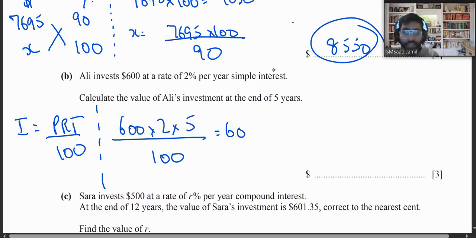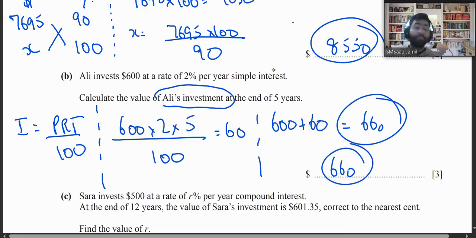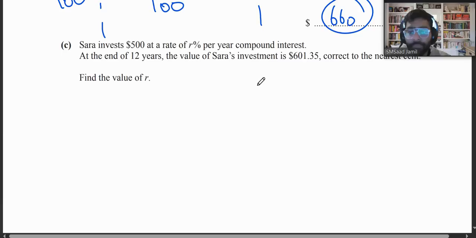It says calculate the value of Ali's investment. Ali invested 600. He got a return of 60, so his investment is now $660. Okay, make sure you guys don't make this mistake.